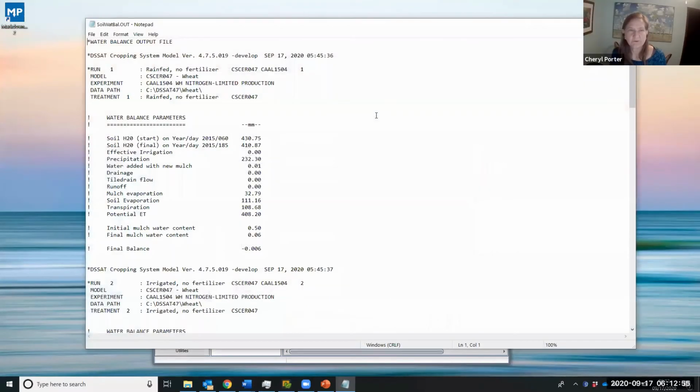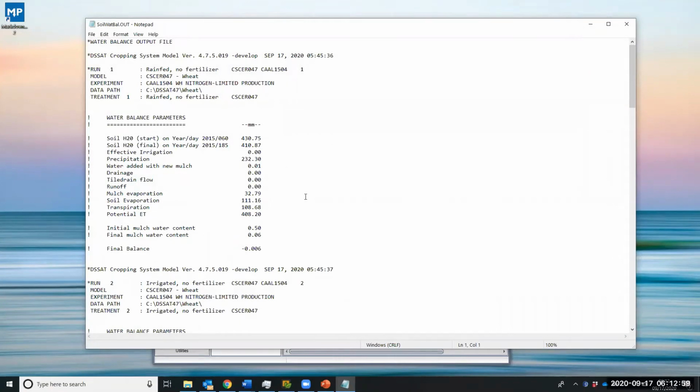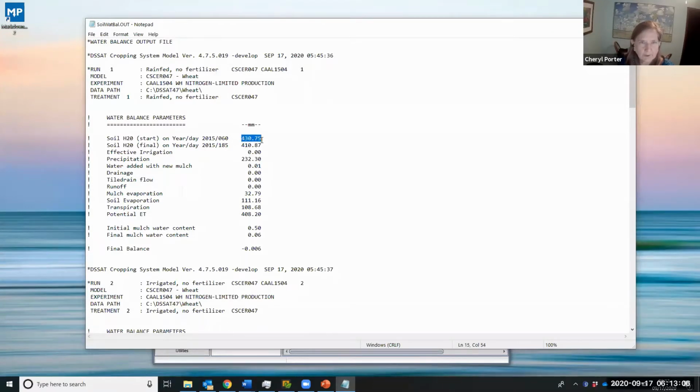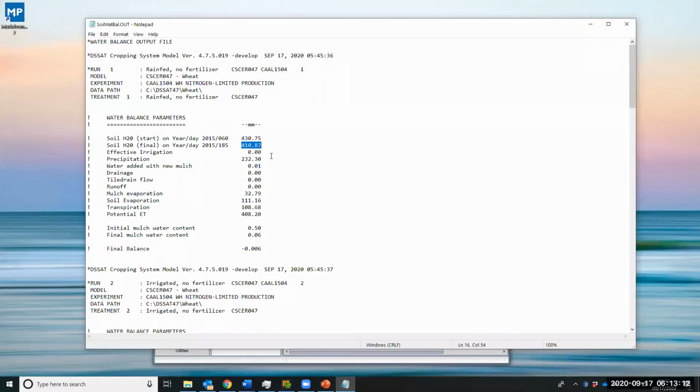Okay, so again, we view this file. Опять же, мы его не можем отобразить на графике, но можем просмотреть отчет. And here we again have the soil water at the beginning of the simulation and at the end of the simulation. Опять же, верхние 2 строки – это у нас почвенная влага в начале года, и вторая, то есть это первая строка, и вторая – это в конце года.